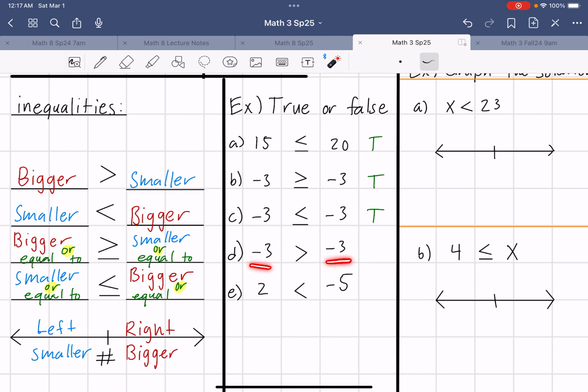Now here, -3 is equal to -3. This statement, this symbol, does not have an equality. It strictly says one side needs to be bigger, the other side needs to be smaller. And that is going to be false, because -3 is not bigger or smaller than -3.